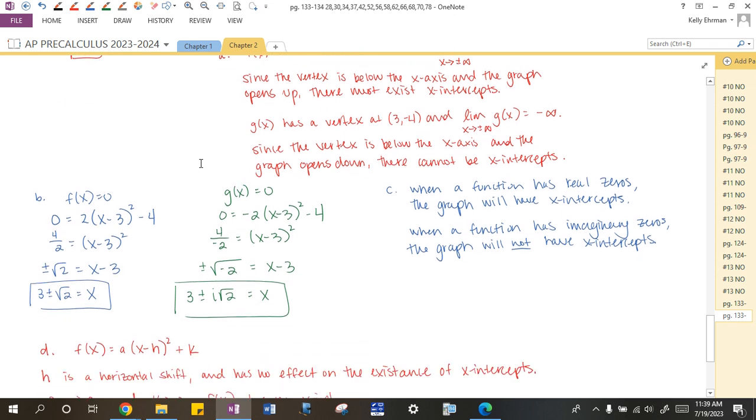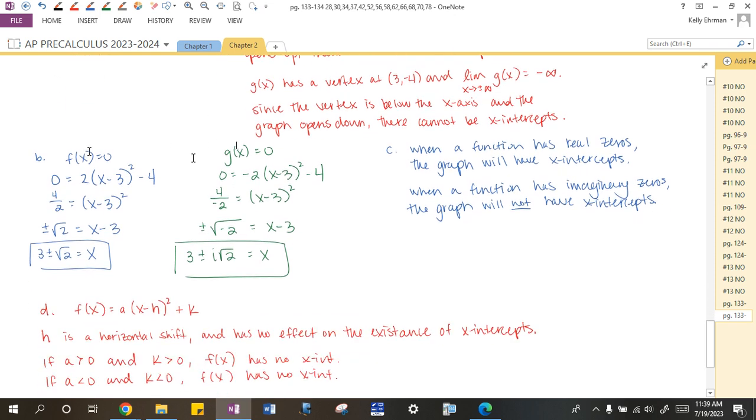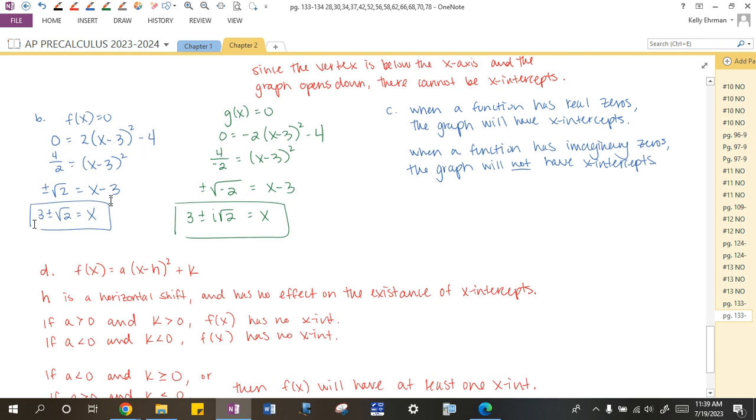Part B was just to solve each equation set equal to 0. I didn't erase my work here, but you do not have to square out the binomial and go through this the long way, the quadratic formula way. You can just isolate the (x - 3) squared. So I added 4, divided by 2, that's 2. Then you can square root both sides, so plus or minus radical 2. And then you can add 3. So this is what you would get if you did square this out, distribute the 2, combine like terms, and then do the quadratic formula.